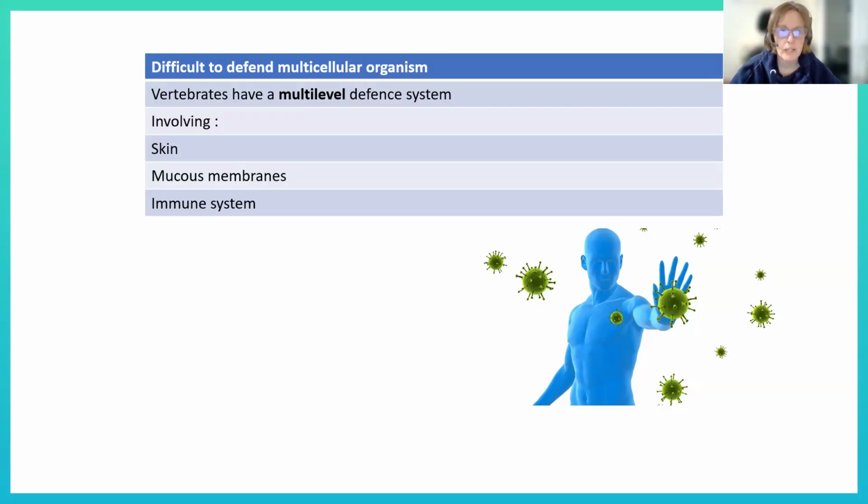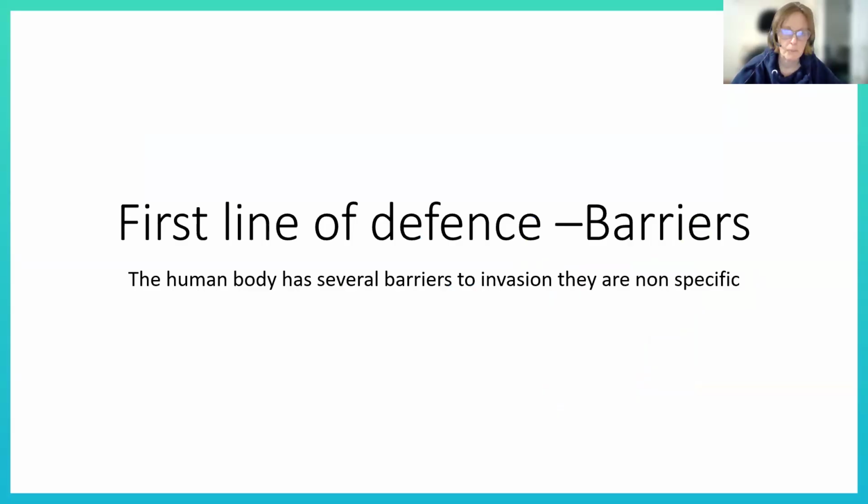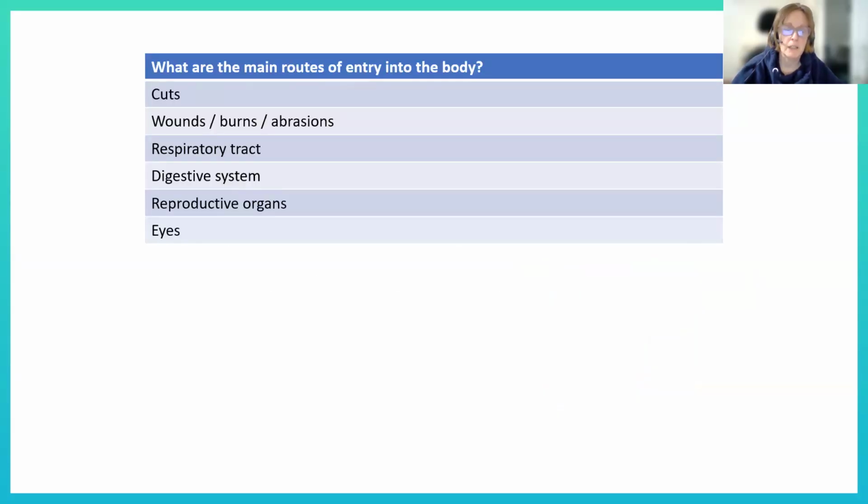So the defense system, before we get to the actual immune level, consists of the skin and the mucous membranes, which we've already talked about. And then we get to the immune system. So the first line of defense are the barriers. They're non-specific because it's things like skin. And if you think about it, the main routes of entry into the body are cuts, so penetrating the skin. We can get wounds, we can get burns, we can get abrasions. So anything that cuts open the layers of the skin can allow entry into the body.